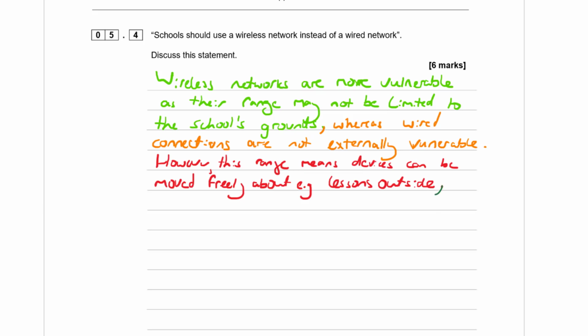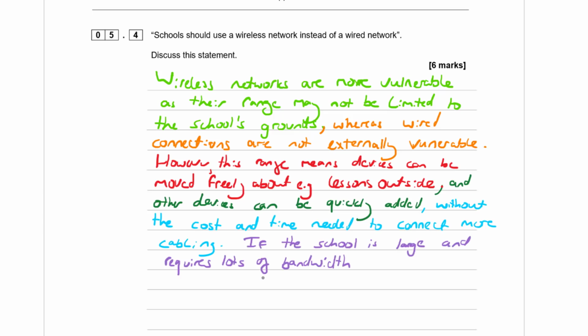And we could throw in another point now by saying something like, and other devices can be quickly added without the cost or time needed to connect more cabling. So if a school is large and requires lots of bandwidth, being how much data you can push through the wires or the Wi-Fi at any given point, you use up bandwidth the more people you have connected, up until the upper limit of the wire or Wi-Fi. So if the school is large and requires lots of bandwidth, then wired connections are preferential, as their performance is usually better than Wi-Fi.